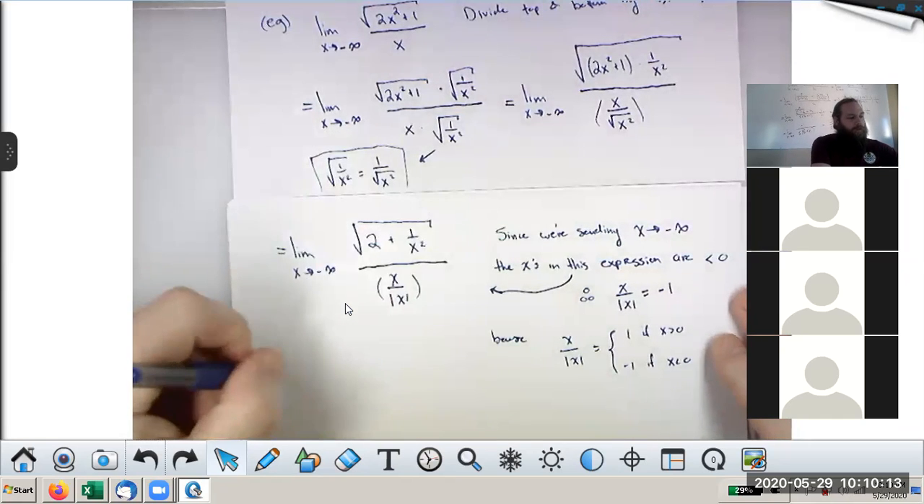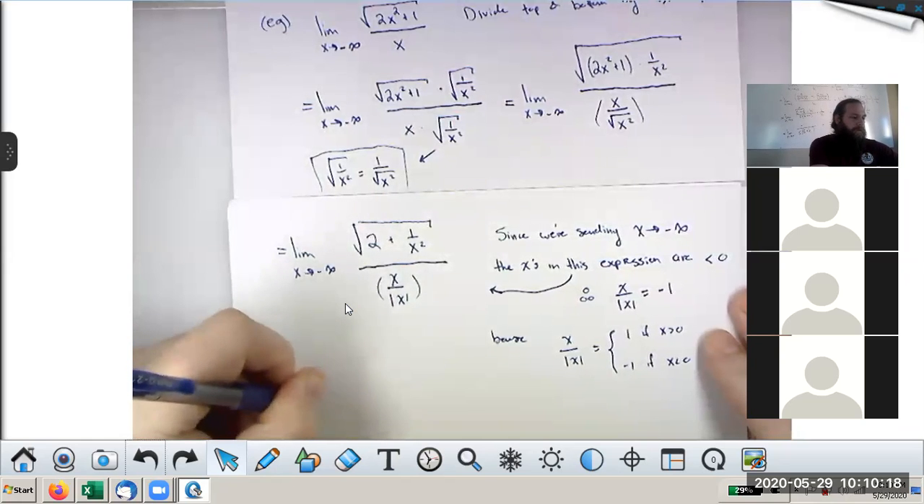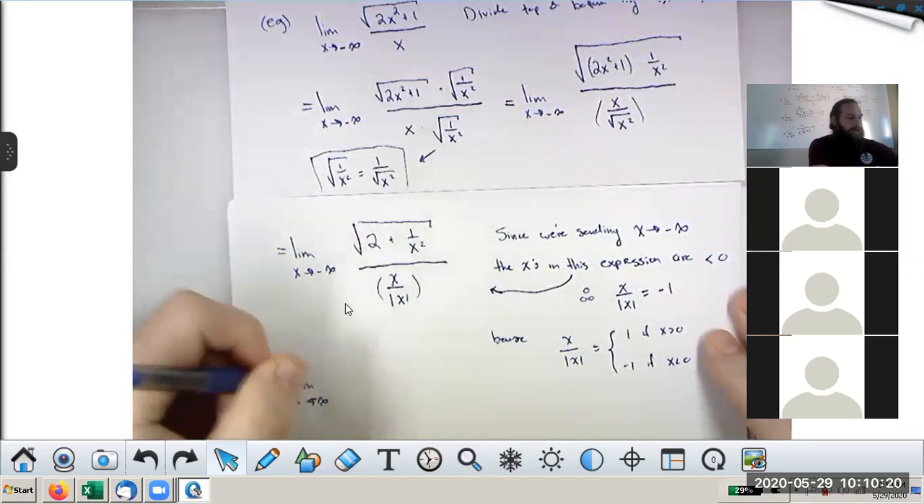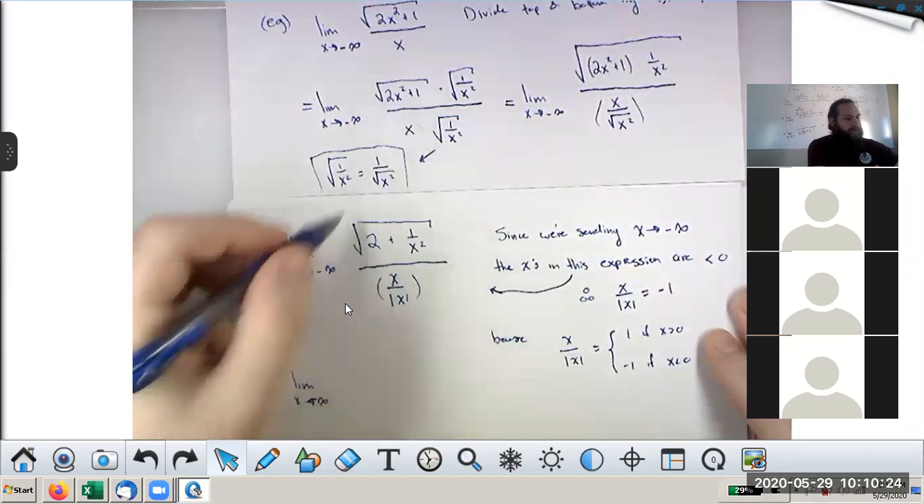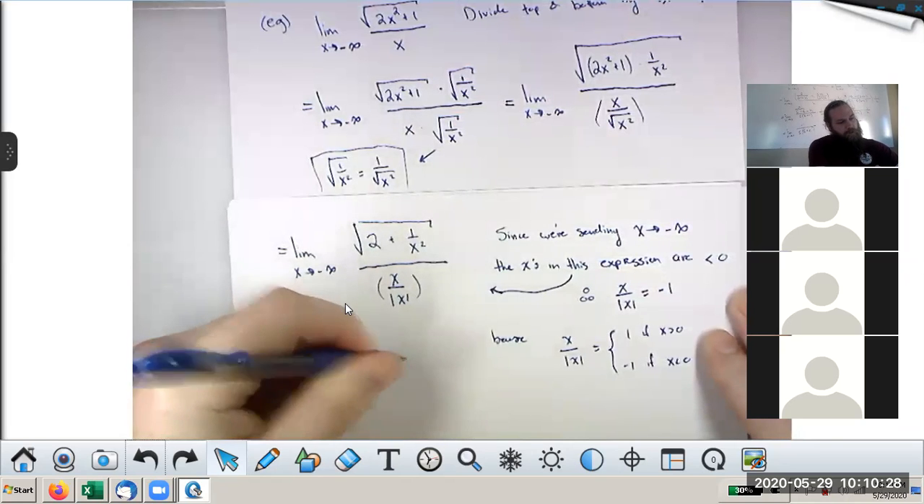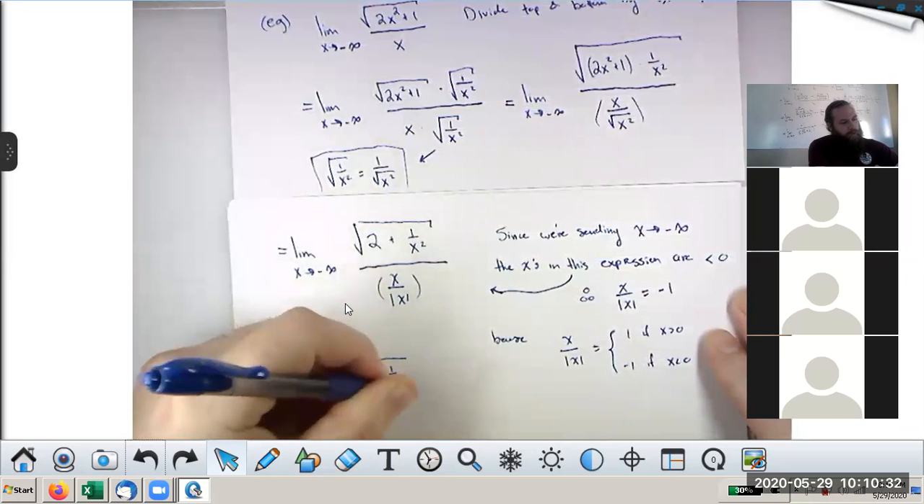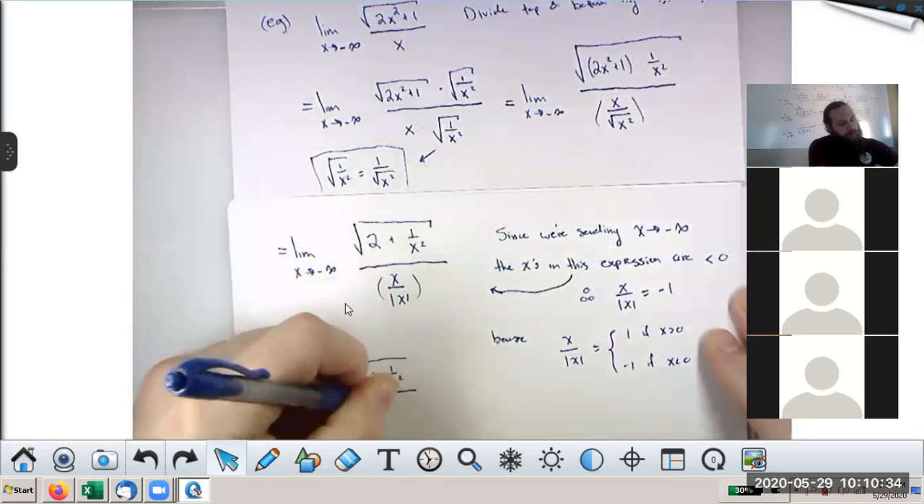Okay, so what that means is that the limit as x goes to -infinity of this expression is the same as the limit as x goes to -infinity of square root of 2 plus 1 over x squared, all divided by -1.